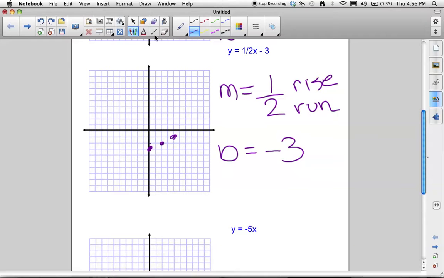Once you have several points, you want to just go ahead and connect the dots. Beautiful. I'm going to erase those points. And that is a graph of what your line should look like. Last type of problem.